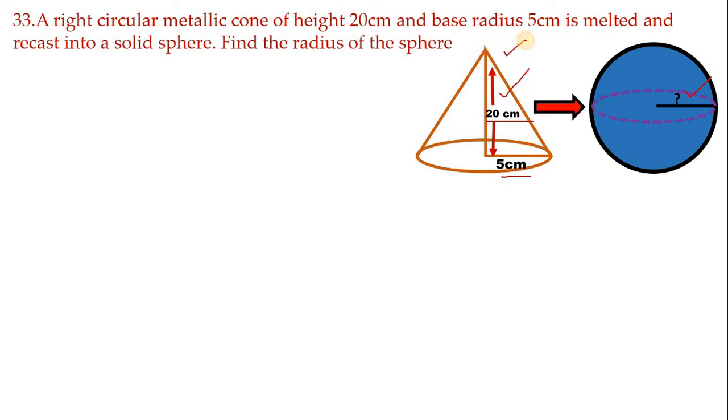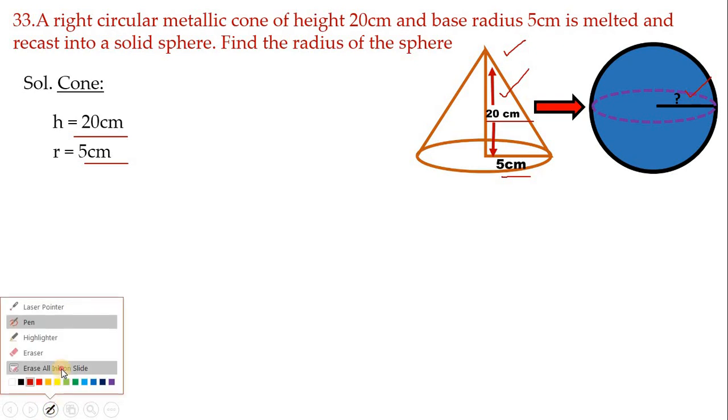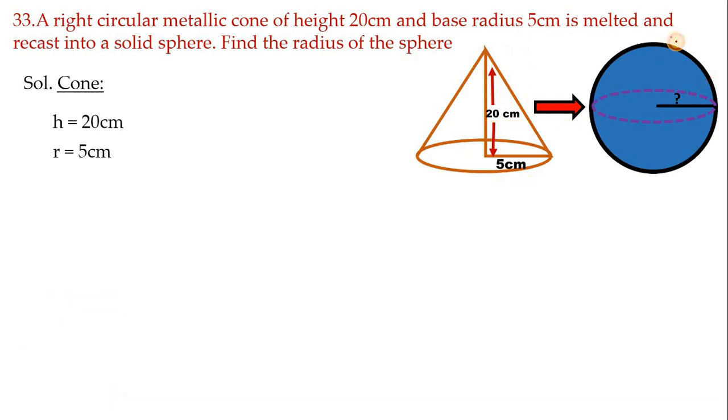First, let us write the cone things. For the cone, height is given, h is equal to 20 centimeter, and radius is given, 5 centimeter. The next object is the sphere. Let us write for the sphere, children. Look here, in the cone we have a radius and in the sphere also we have to find the radius. But we don't know whether both radii are the same or not.